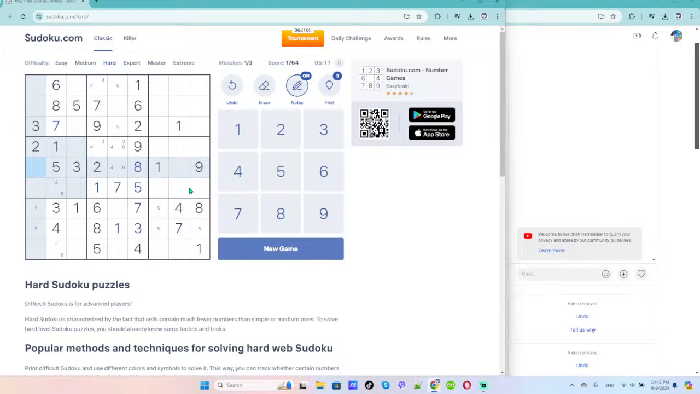Okay, regarding this row, the missing numbers are 4, 6, and 7. Oh, 4 and 7. These already exist in this column, so 6 is going to be placed here, not as a candidate, as a real number, and 4 is going to be placed here, and 7, here it goes. So now I know that 6 will go here and 3 goes here, so 4 completes the entire column.